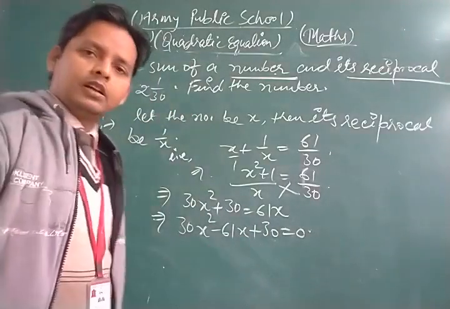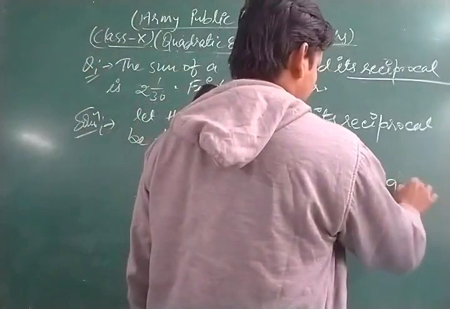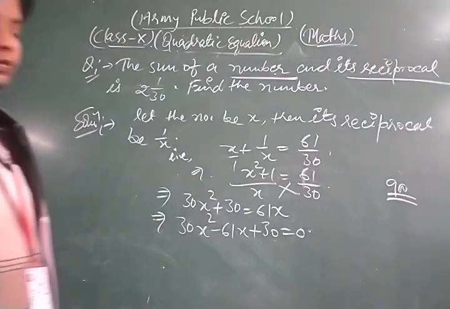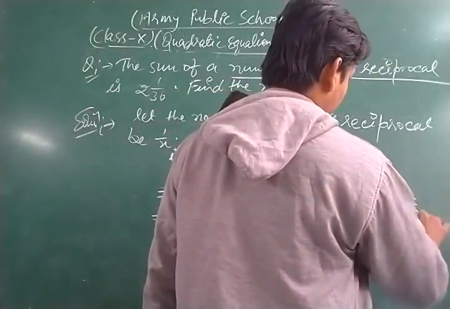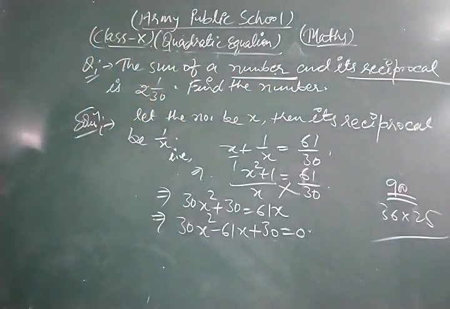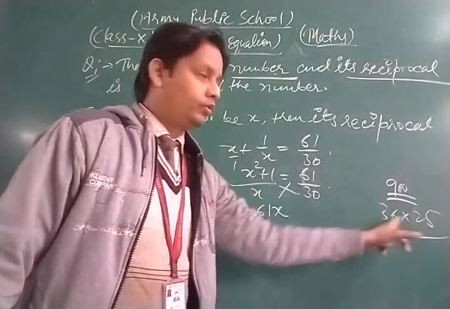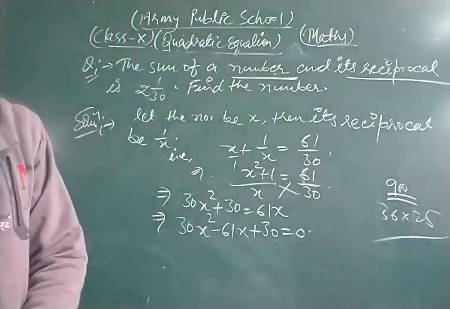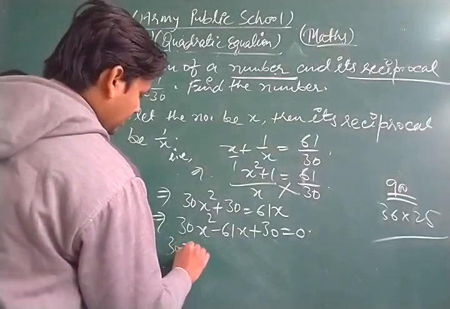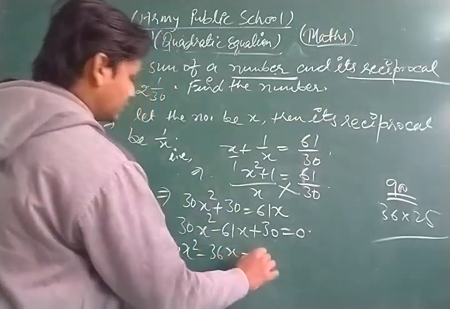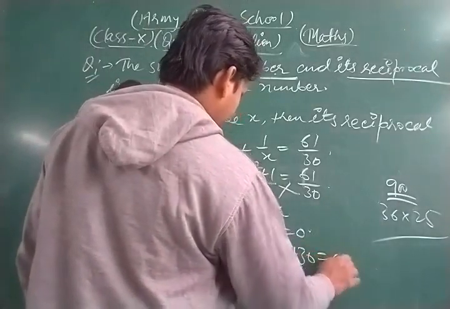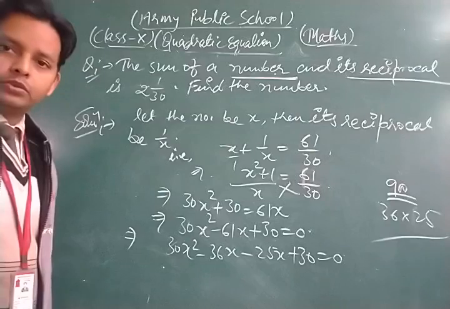Now 30 times 30 is 900. We just factorize them, 36 and 25. So this is 36 into 25. Because 36 plus 25 is what? 61, and now if you multiply them, we get 900. Now look, so we can write it as 30x square minus 36x minus 25x plus 30 is equal to 0.